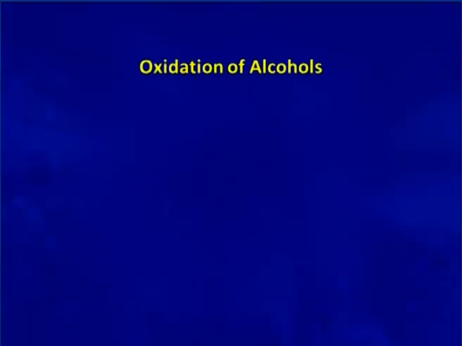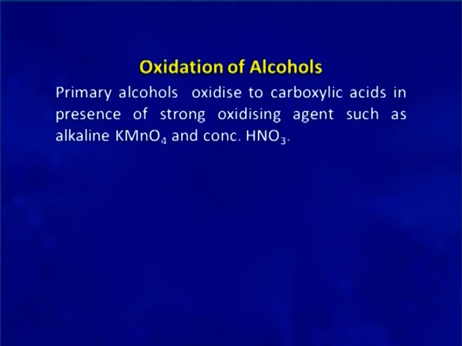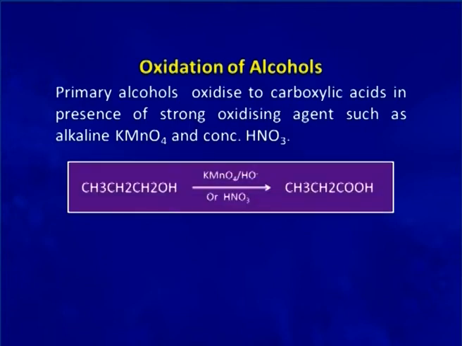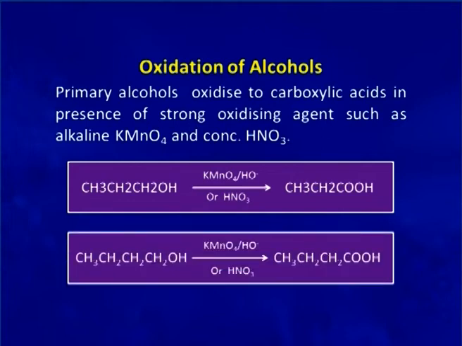Next we will discuss the oxidation of alcohols. Primary alcohols are oxidized to carboxylic acids when they are treated with strong oxidizing agents like alkaline KMnO4 or concentrated nitric acid. When oxidation is done on propanol, the product is propanoic acid. When the oxidation is done on butanol, normal butanol, the product is butanoic acid.